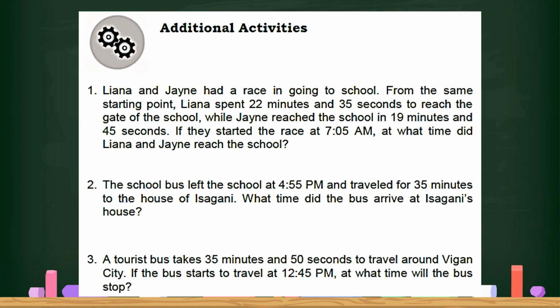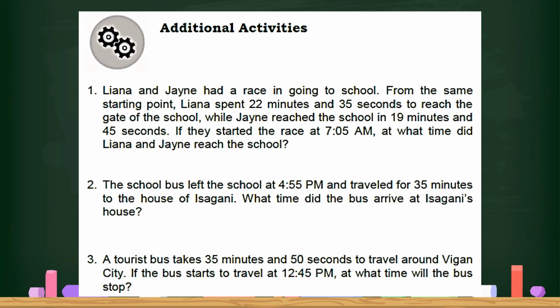For our additional activities, answer the following questions. Number 1. Liana and Jane had a race in going to school. From the same starting point, Liana spent 22 minutes and 35 seconds to reach the gate to the school, while Jane reached the school in 19 minutes and 45 seconds. If they started the race at 7:05 a.m., at what time did Liana and Jane reach the school?